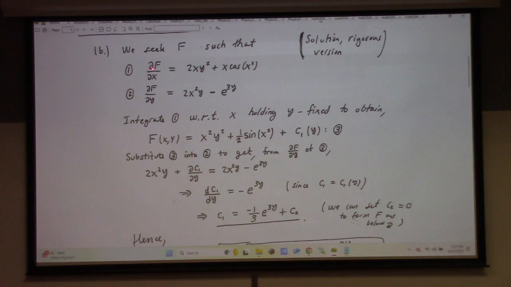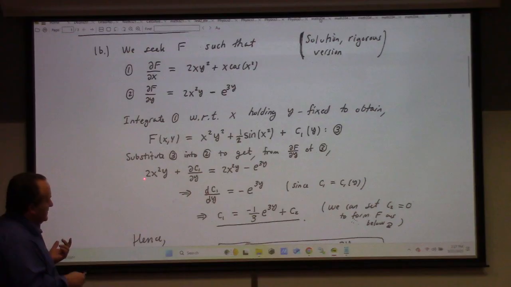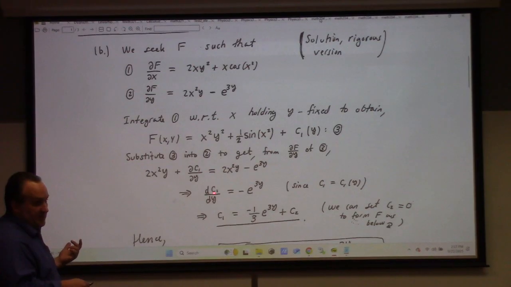And if you do this method, right, solve one, substitute into the other method, it's actually not possible to find the f. You will get a contradiction in the substitution. The fact that the closed condition is met here is borne out in the fact that you get the same term here and there and they cancel, and it just leaves you with a function of y being the derivative of c1.